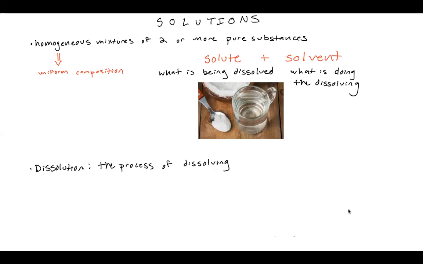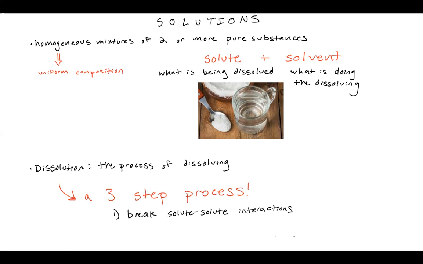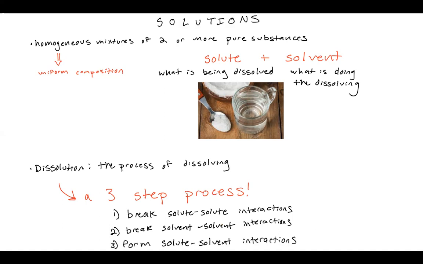So when we make these solutions, it happens by a process called dissolution, which is just dissolving. Now, this is a three-step process. The first step, we have to break solute-solute interactions. In the second step, we break solvent-solvent interactions. And in the last step, we form solvent-solute interactions, okay? So we're gonna go more into depth into each of these steps and what that means.